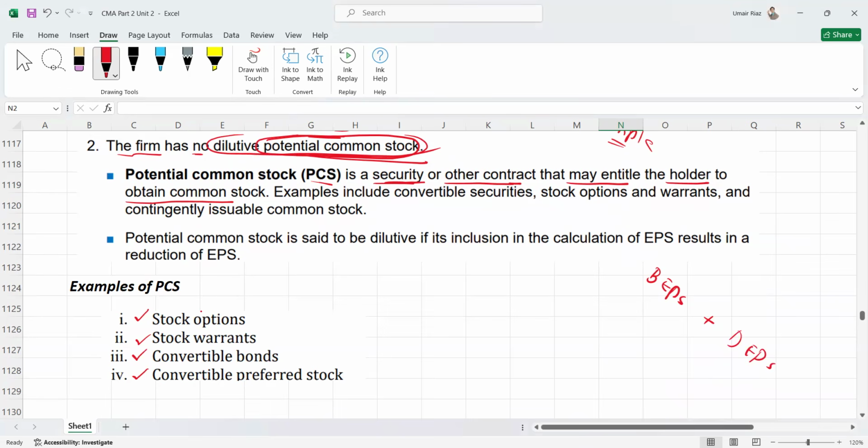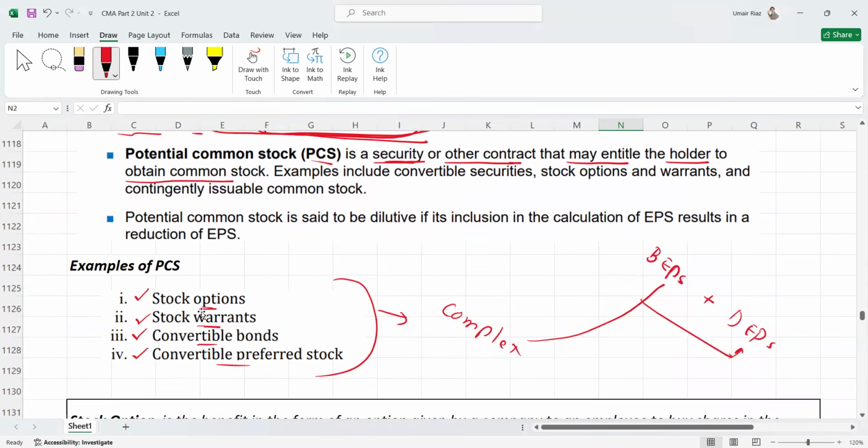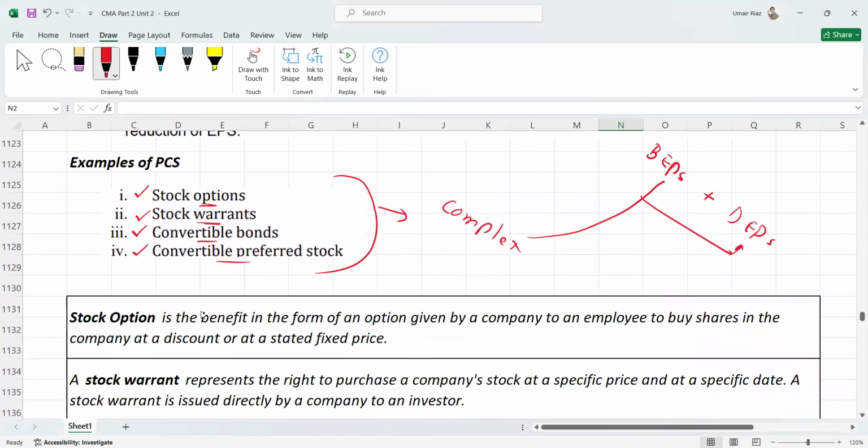Now let me explain what stock options are. What is a stock warrant? Then what are convertible bonds and convertible preferred stock? If you face any of these things in the capital structure, it means the company has a complex capital structure. In that scenario, two EPS are required, basic and diluted. So guys, here we go. What is a stock option now? This I'm going to explain.